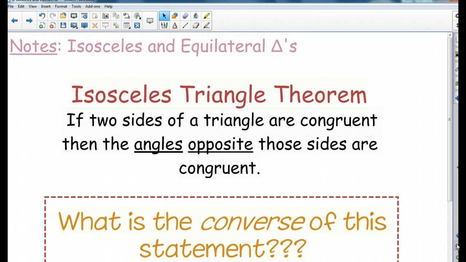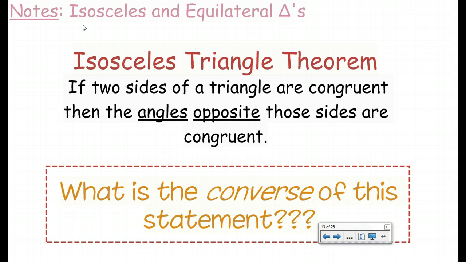The converse of that statement is also true. That was on your benchmark yesterday. The word converse. What does converse mean? Reverse. So what is the converse of the statement? If two sides are congruent, then the angles opposite are congruent. What's the converse? If the angles are congruent, then the sides of the triangle.